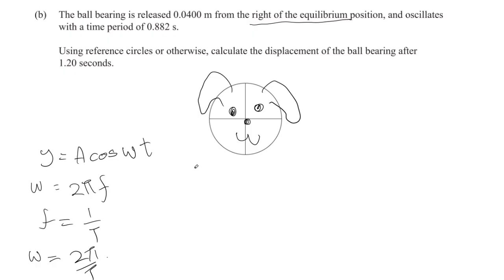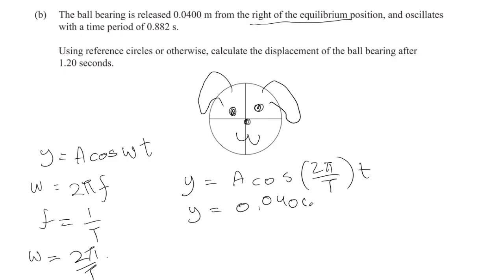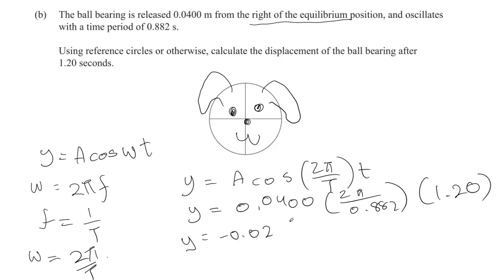Now, it's much easier to do because now we have y equals A cosine 2 pi over T times t. And we know each and every single value here, so we know the value of y. So y equals 0.0400 cosine of 2 pi over 0.882 times 1.20, and so y equals negative 0.0256. So it is to the left of the equilibrium, because it's negative.